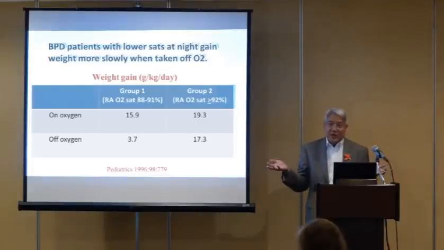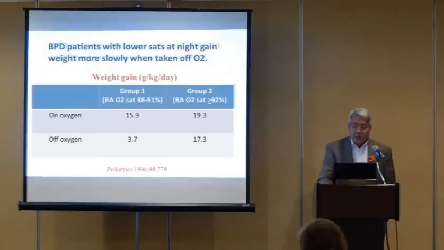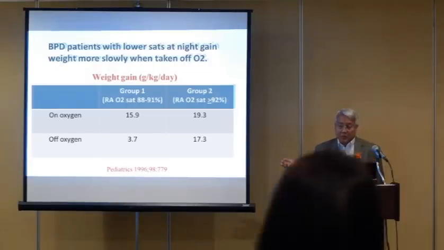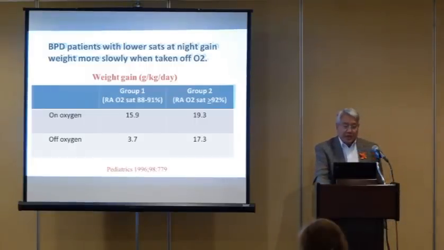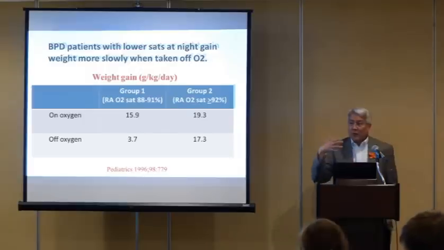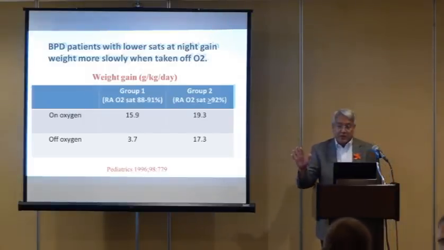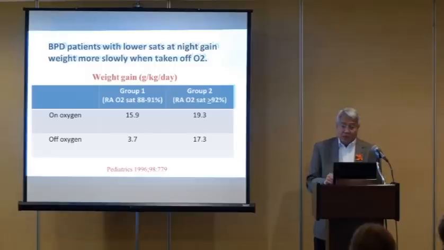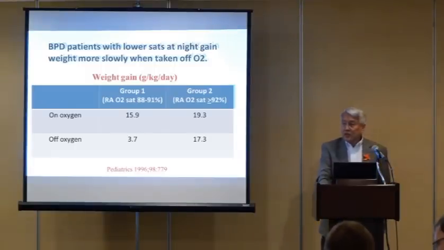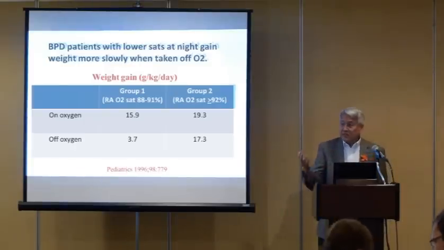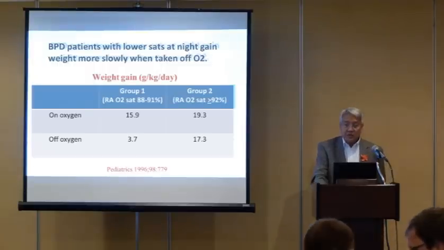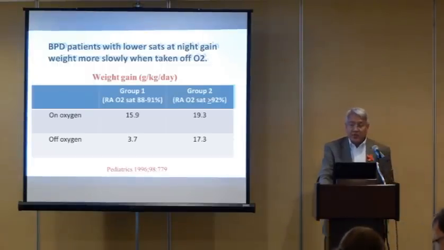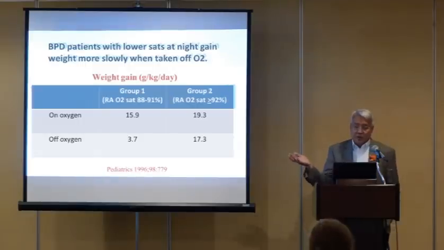patients were getting ready to be weaned off of oxygen, and they did an O2 sat study overnight, and they had two groups of patients that they decided to wean. One group had a room air saturation during sleep of 88 to 91%, and the other group had an O2 saturation greater than 92%. So prior to this time when they were on the oxygen, their average weight gain in group 1 was 15.9 grams per kilo per day, and group 2 a little bit higher.